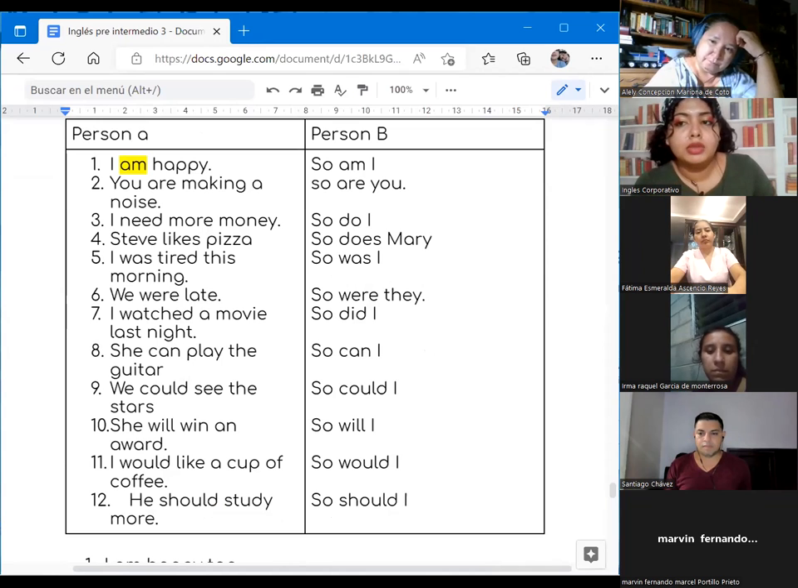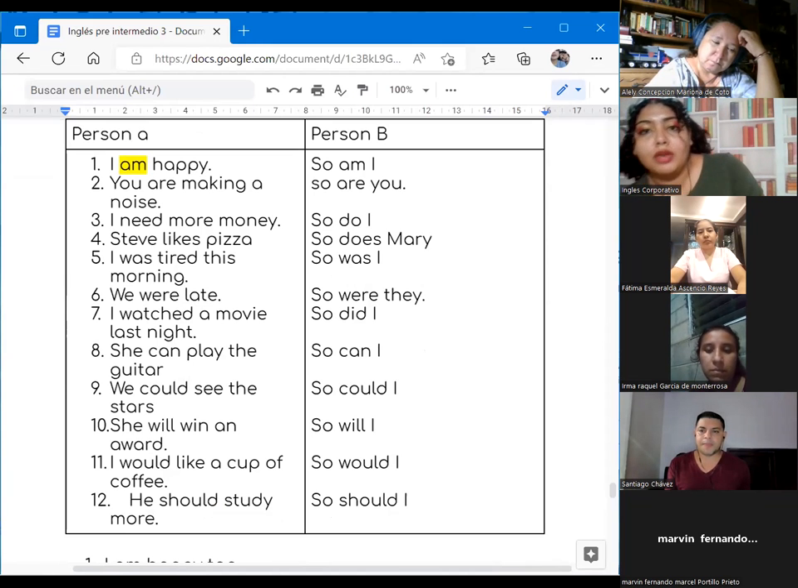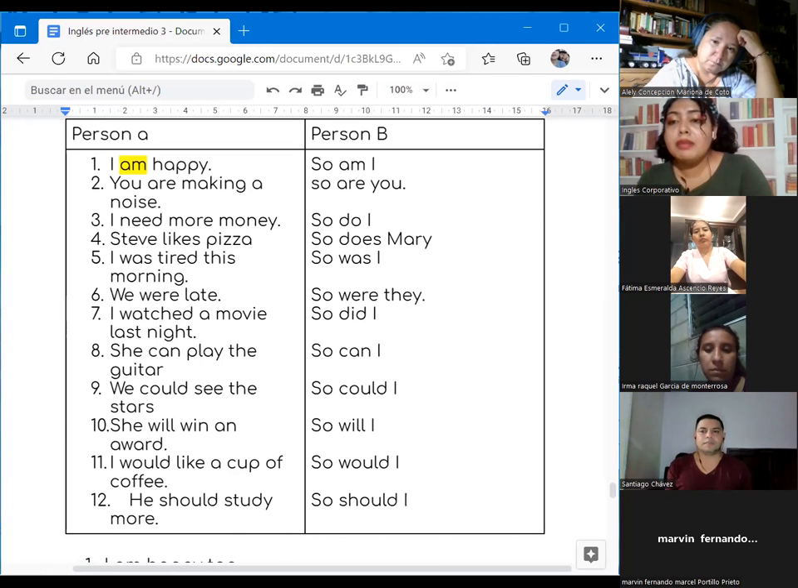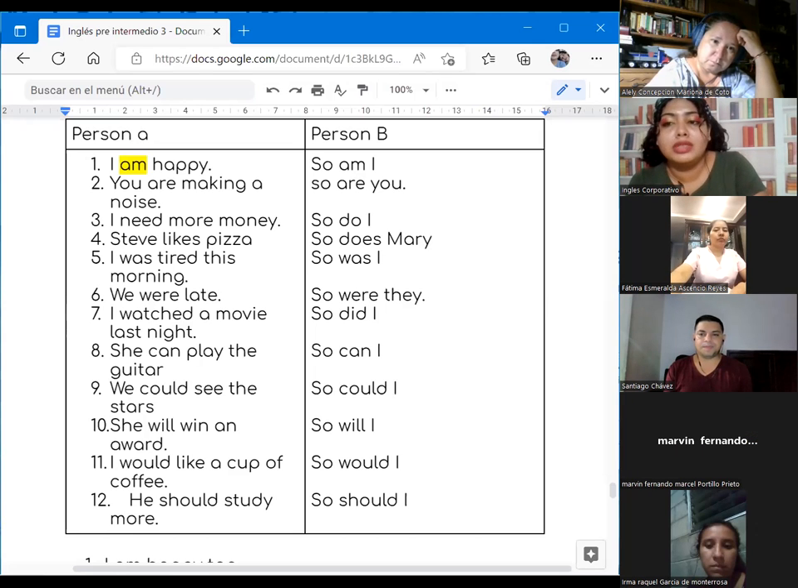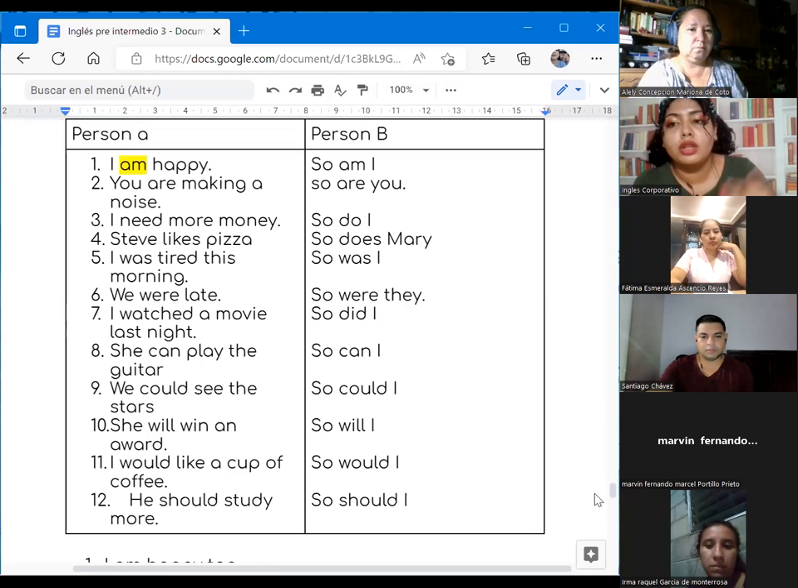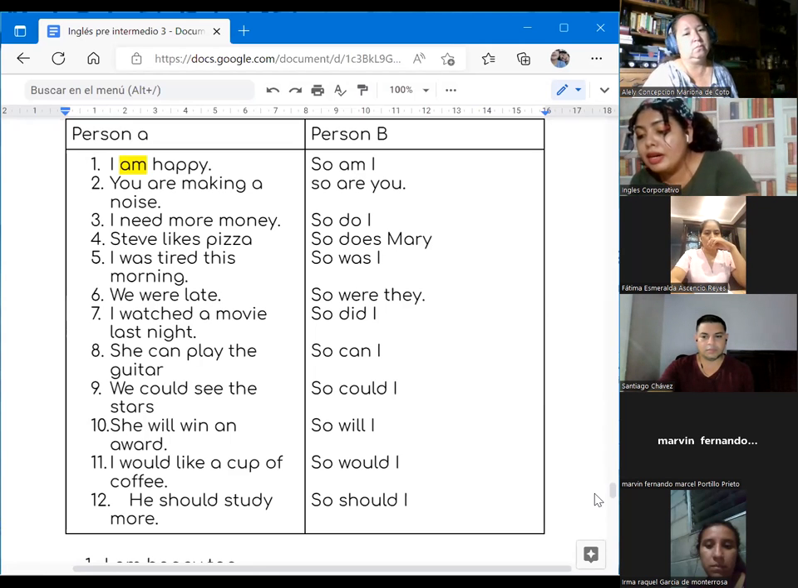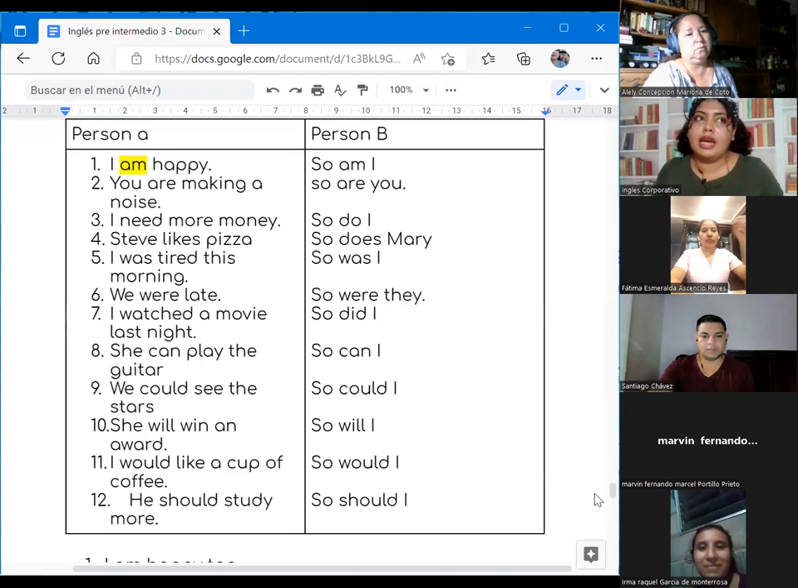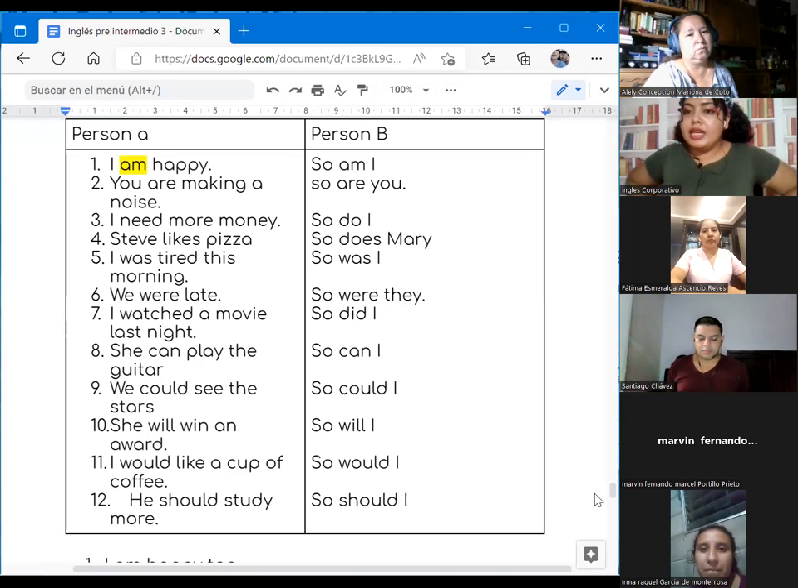Tenemos la misma estructura, vamos a utilizar los auxiliares, porque también tenemos el verbo to be involucrado en estas oraciones. Cuando usamos so, vamos a responder utilizando el mismo auxiliar que tenemos en la oración del speaker A, y le vamos a agregar el so. El so siempre tiene que ir al principio. So am I, so are you, so is he, so do I, so can I, and all of those things. El so siempre va a ir en esa respuesta. But in the case of too, we are just using the same sentence to give the answer.